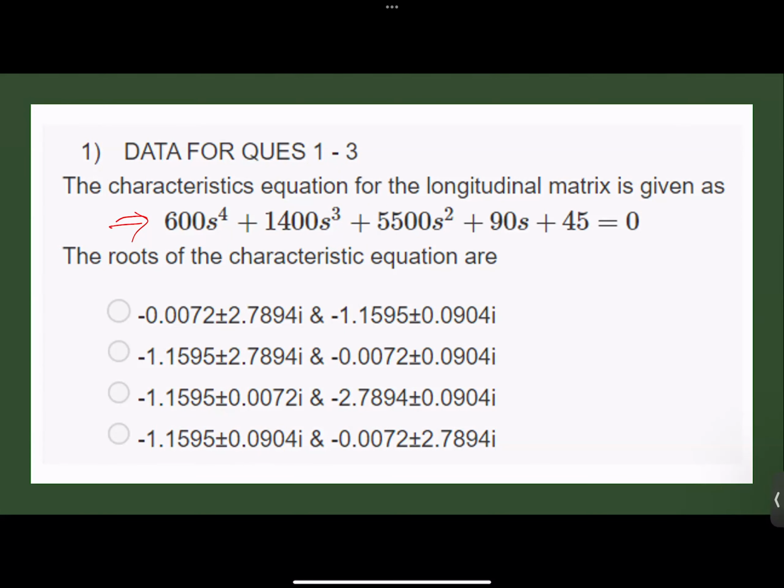So just substitute each pair of roots. Just try all of them and tell me which one is the right option. Substitute each set of roots and see which one satisfies the equation.